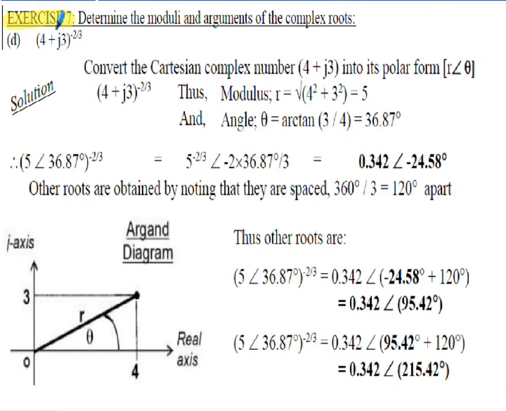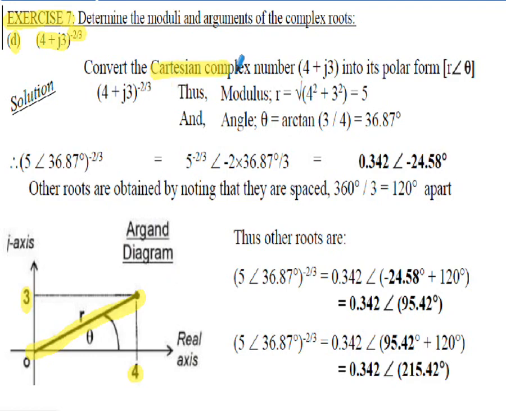Exercise 7 solutions continue. This is now part D. We're given the complex number 4 plus j3 raised to the power of negative 2 divided by 3. Plot the complex number on the Argand diagram: 4 on the real axis, 3 on the imaginary axis, so we're in the first quadrant of the Argand diagram.